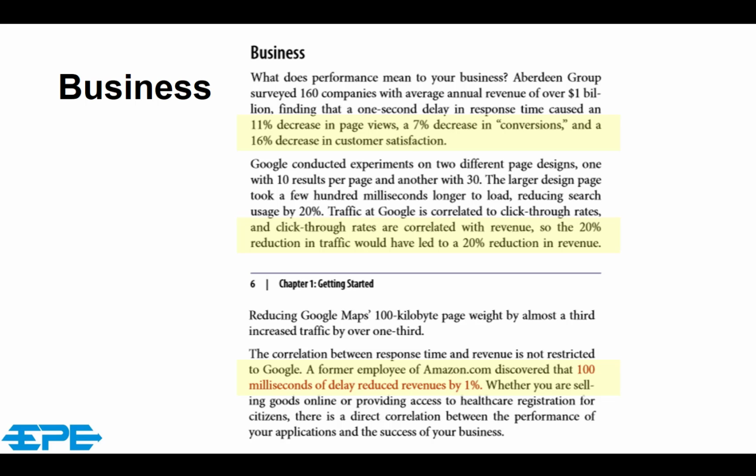The last one, or the third point here that I have highlighted, is a former employee of Amazon.com discovered that 100 milliseconds of delay reduced revenues by 1%. So again, very supportive of that correlation above that Google found, also from the Aberdeen Group and that study they had done in the findings. Again, we can very quickly see the business impact of poor performance engineering throughout your delivery cycle.